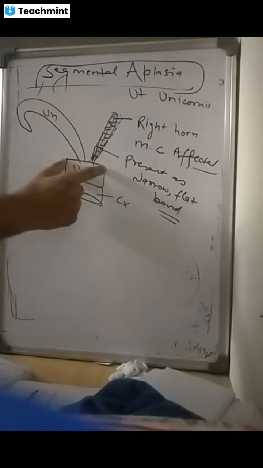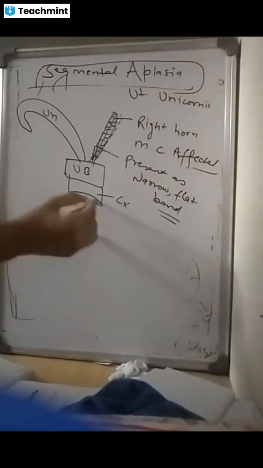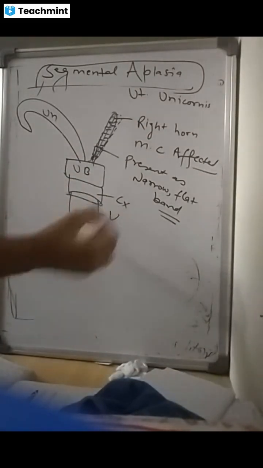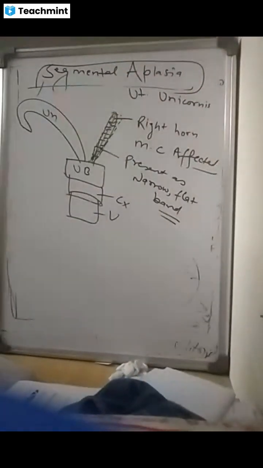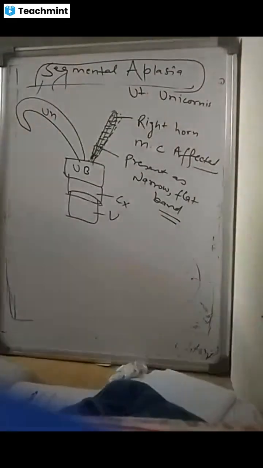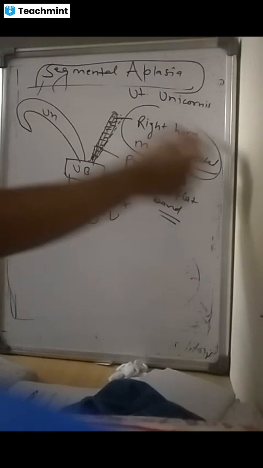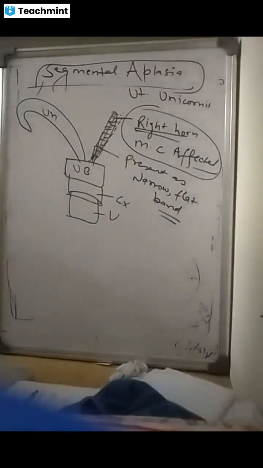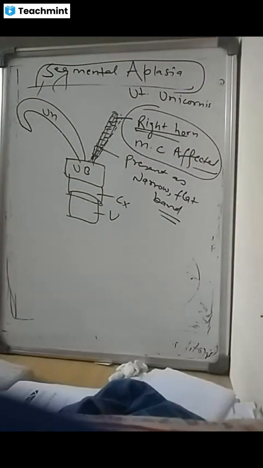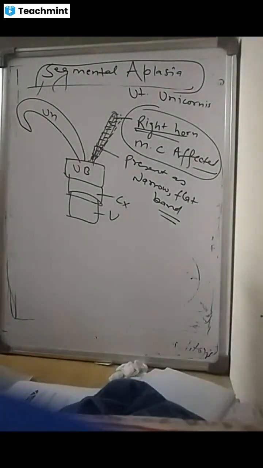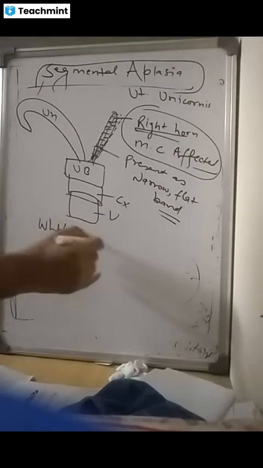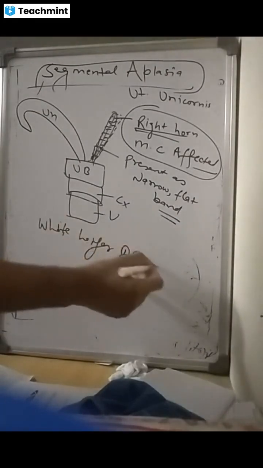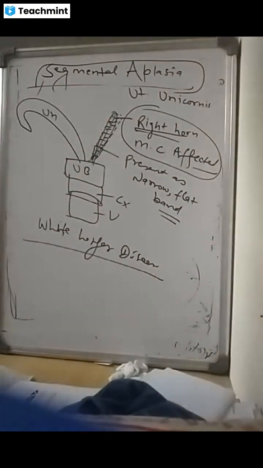One is present, and then the vessel. Then this is called segmental aplasia of the uterine horn. Affected is the right horn, more common. And this situation is a part of white heifer disease. It is associated with this disease.